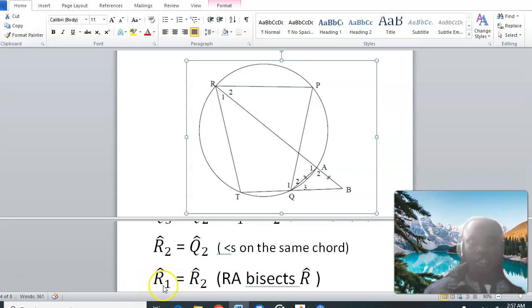Okay, then R1 is equal to R2. Where is R1? R1 is equal to R2. It was said in the question, RA bisects R, this angle R. It means it divides R into two equal parts. So it means R1 is equal to R2.